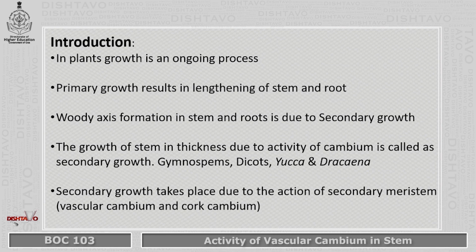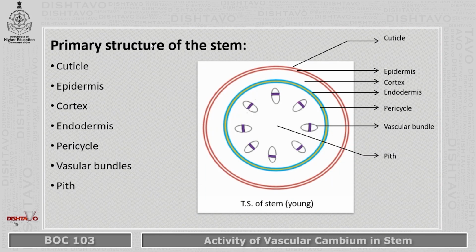Secondary growth in plants takes place due to the action of secondary meristem, which includes vascular cambium and the cork cambium. The primary structure of stem includes the cuticle, which forms the outermost layer, followed by a layer of epidermis. Epidermis is followed by cortex. This is followed by endodermis and pericycle, and within the stele you find vascular bundles which are arranged in the form of a dissected ring, and in the center you will find a large pith.